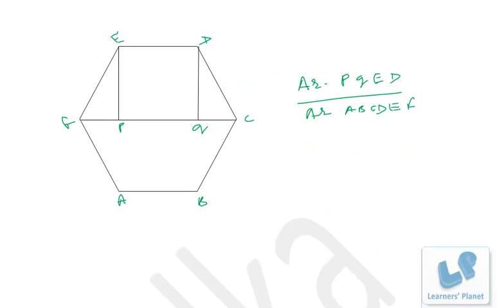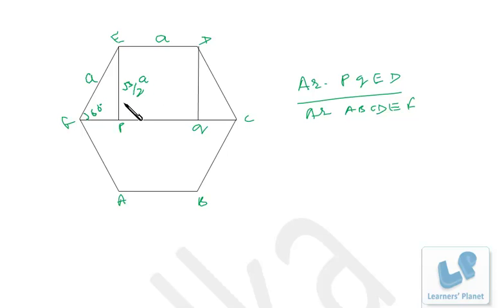Now this one, here we have to find out the area of PQED with respect to the entire regular hexagon. Now friends, I assume the length of this side of the hexagon is A. So this must be A, this angle is 60 degrees, so this must be √3/2 of A.